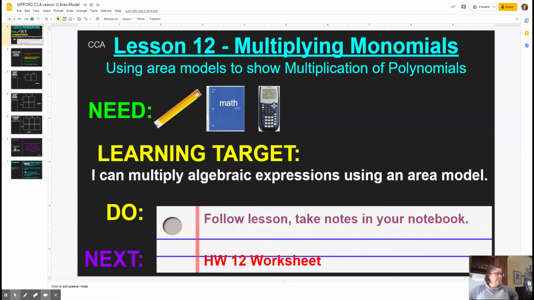Then we will get started. So again, today we are going to talk about using area models to show multiplication.